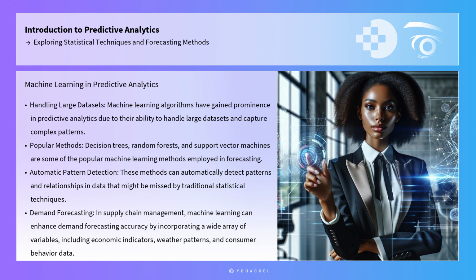Complementing statistical techniques, machine learning algorithms have gained prominence in predictive analytics, particularly due to their ability to handle large datasets and capture complex patterns. Decision trees, random forests, and support vector machines are some of the popular machine learning methods employed in forecasting. These methods can automatically detect patterns and relationships in data that might be missed by traditional statistical techniques. In supply chain management, machine learning can enhance demand forecasting accuracy by incorporating a wide array of variables, including economic indicators, weather patterns, and consumer behavior data.